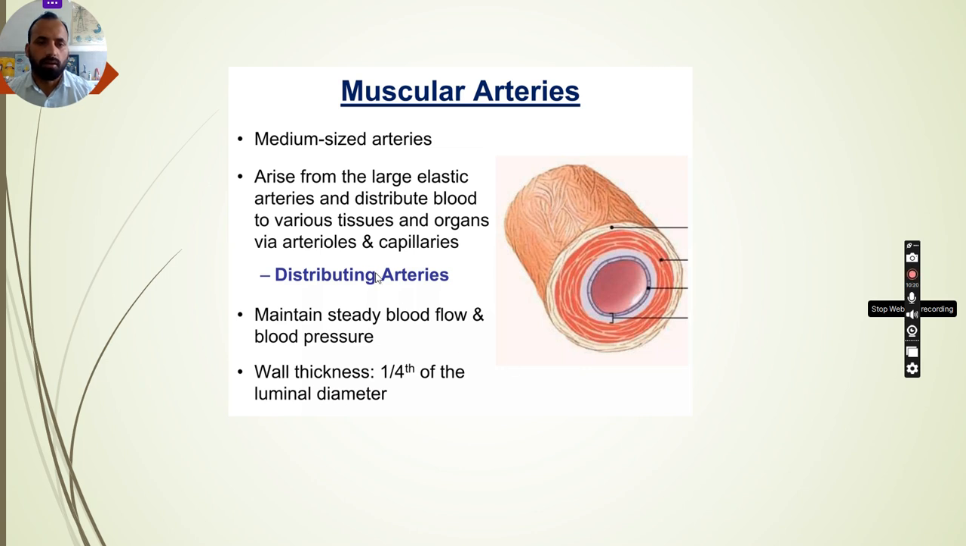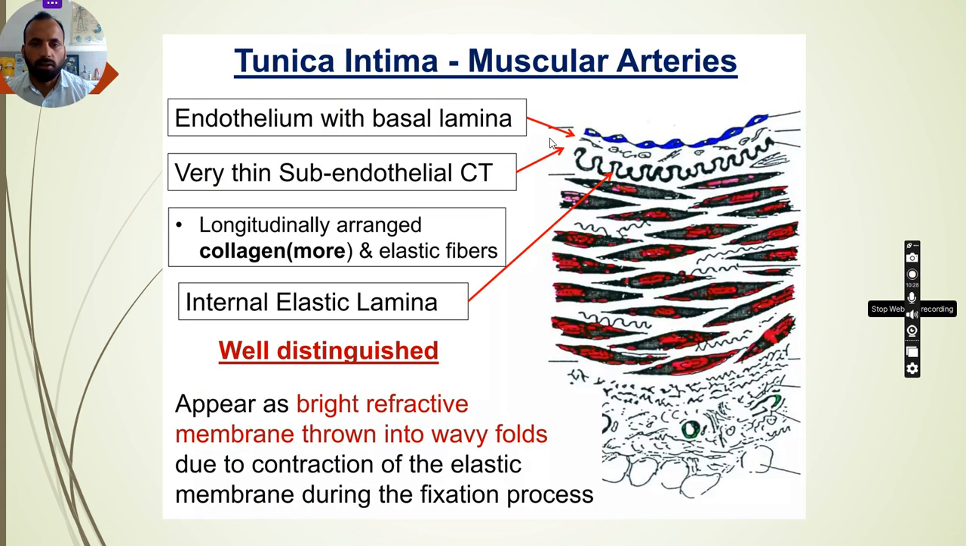Then the muscular artery. Muscular arteries are also known as the distributing arteries. They are medium-sized arteries, smaller than the elastic arteries. If you look at the differences in the muscular artery, in the tunica intima, there will be the endothelial lining, subendothelial connective tissue, and the internal elastic lamina, and this will be well distinguished because the second layer, the tunica media, has more smooth muscle cells and less elastic fibers. Because of that, there is a contrasting feature, so the internal elastic lamina can be easily seen.